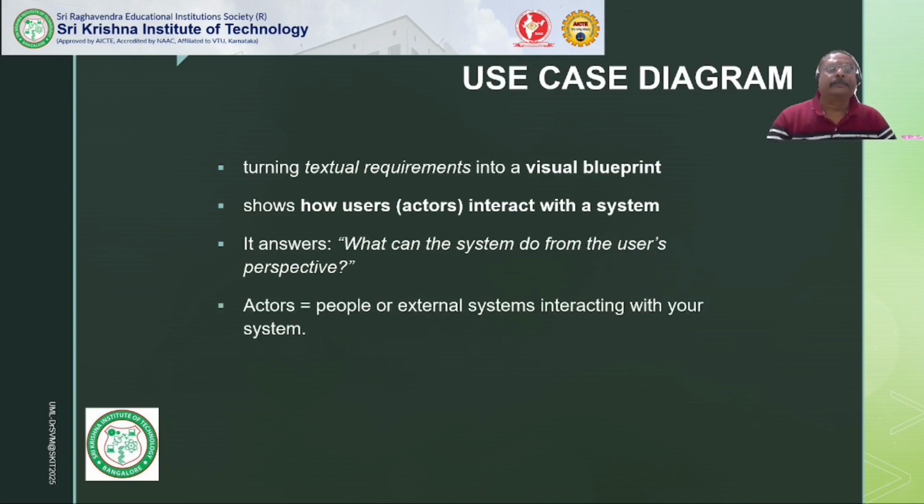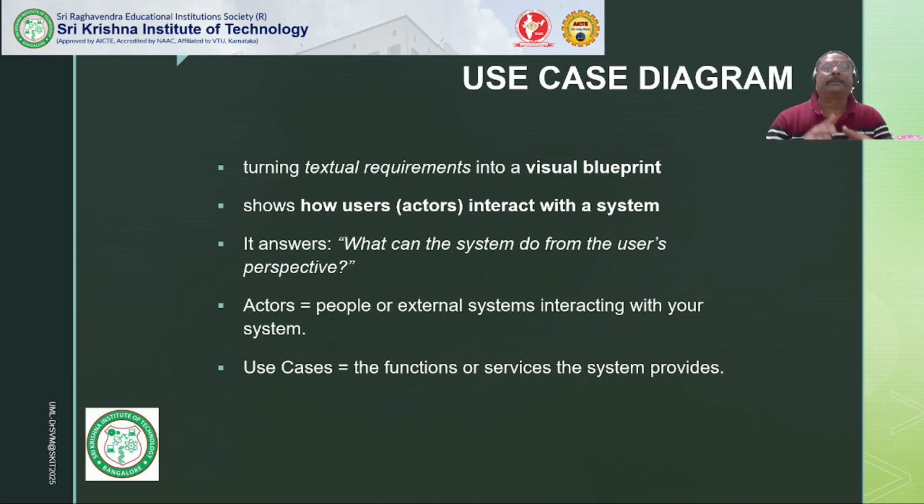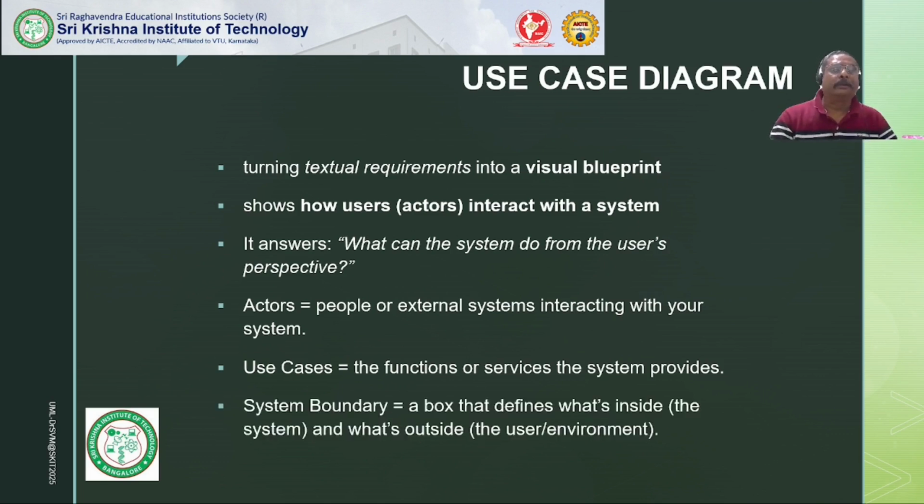use case diagram. So here the actors are the people or the external systems interacting with our system, and use cases are the functions or the services our system is going to provide. And the system boundary is a box that defines what is inside, that is our system, and what is outside. So whatever use cases we have written inside the boundary, that is what we are going to implement.